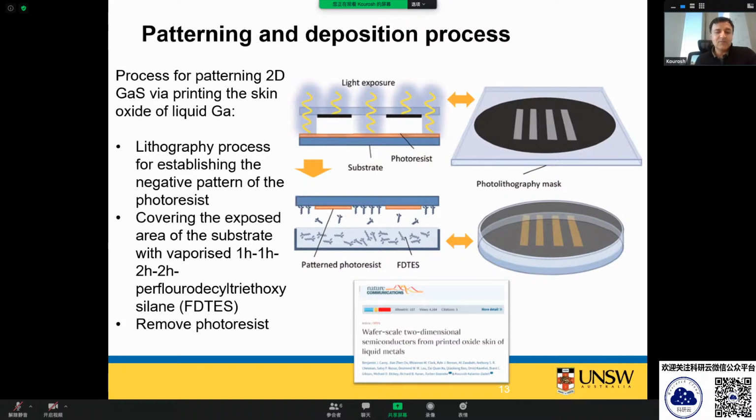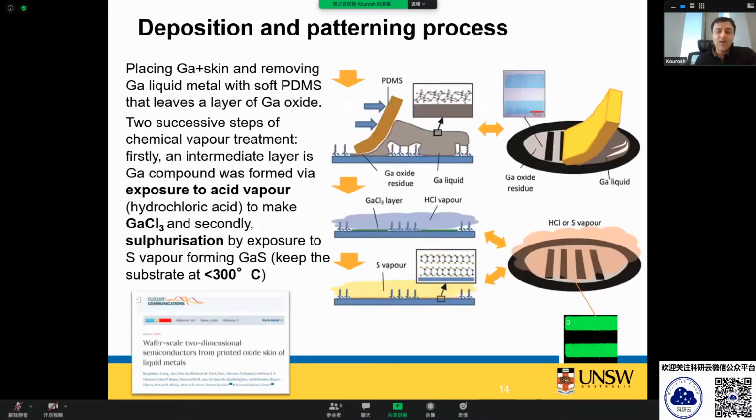What we did here, we used a fluorinated material, a fluoride containing material. We fluorinated the areas which are not covered, and we put a droplet of liquid gallium on the surface, and the surface is oxide. It sticks to the surface. We take a squeegee, remove the metal from the surface.